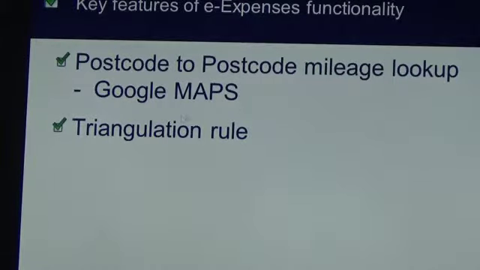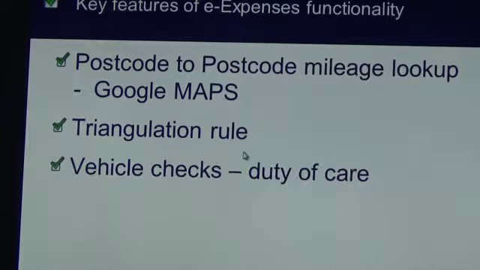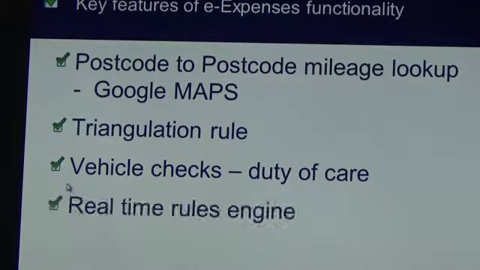The triangulation rule is where you start at home or finish at home, it will deduct your necessary home to base. If you start at base and or finish at base, obviously there's no deduction. Okay. I touched on this earlier about the vehicle checks. If any of the business insurance, MOT, road tax do expire midway through the claim, a warning will trigger. Again, that's just a process to make sure that your line manager and you are up to date on those.